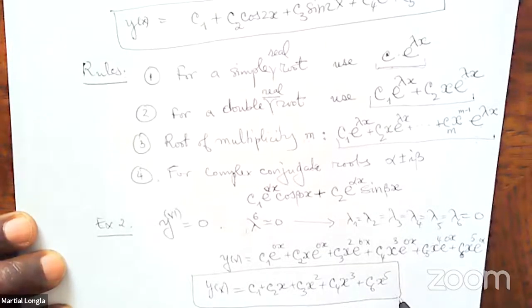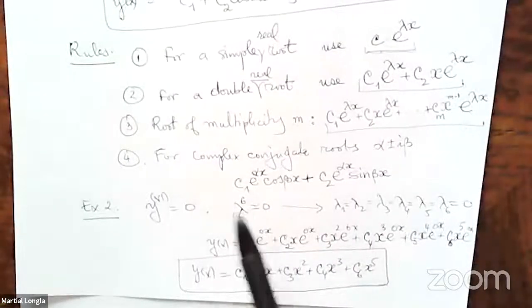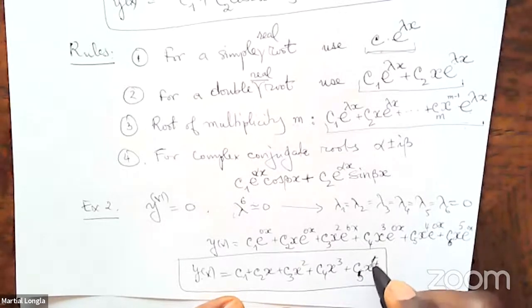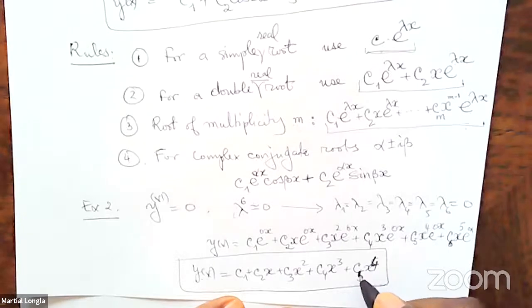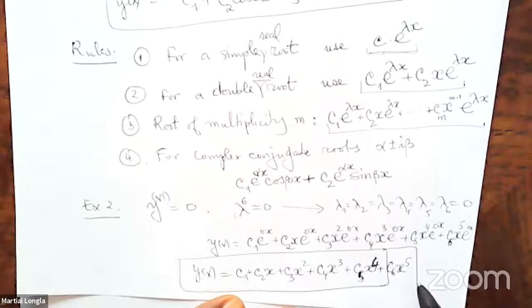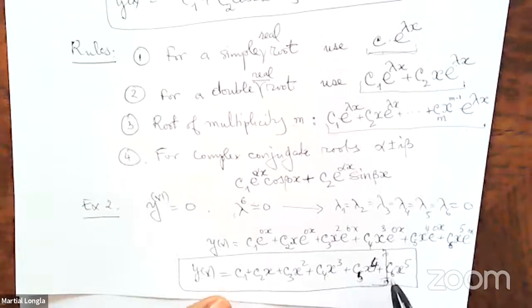So that's the answer. Technically, what this means is that this here is all the functions whose sixth derivative is equal to 0. Did you forget the C5? I turned 5 into 6: c5x to the 4th, c6x to the 5th. Thank you. So c1 plus c2x plus c3x squared, c4x cubed, c5x to the 4th, c6x to the 5th.